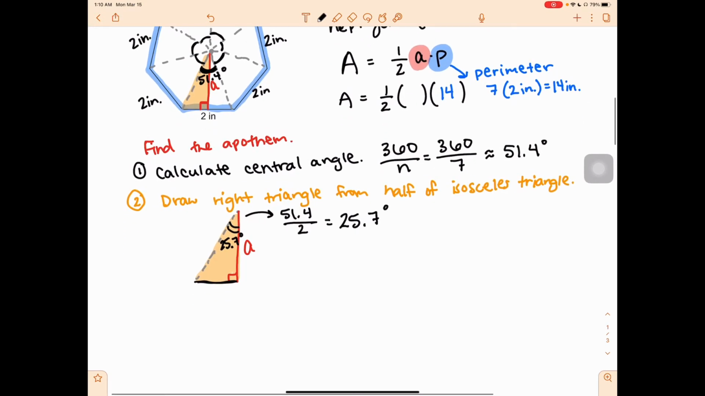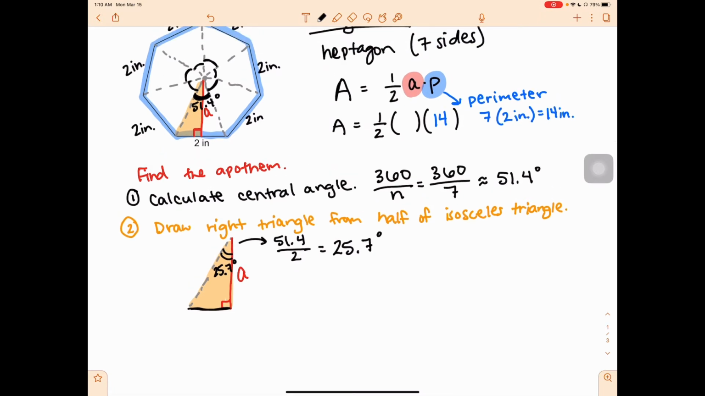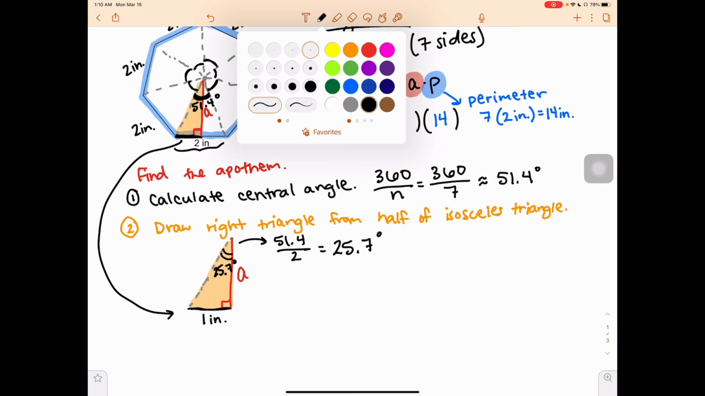Now, just like we reviewed in class, we can solve for the missing side of a right triangle using trigonometry. So just like we took half of the angle, we also need to take half of the side length to finish making the rest of this right triangle. If the whole side length there is 2 inches, half of it is 1 inch. So now we have this triangle.